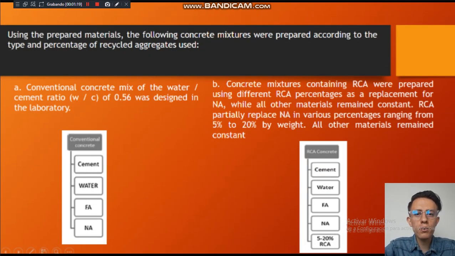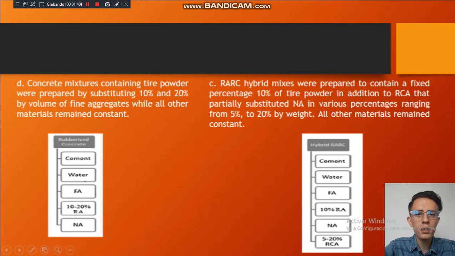The mixtures to be used are going to be four. The first is a conventional concrete constituted by cement, water, coarse aggregates, and fine aggregates as seen in the diagram. The second mixture is going to replace the coarse aggregates by 5 to 12% of recycled coarse aggregates. In the third one, we will replace the fine aggregates with 10 to 12% of tire powder.